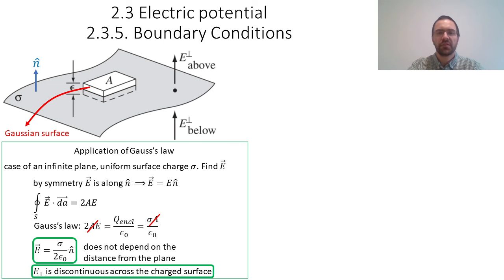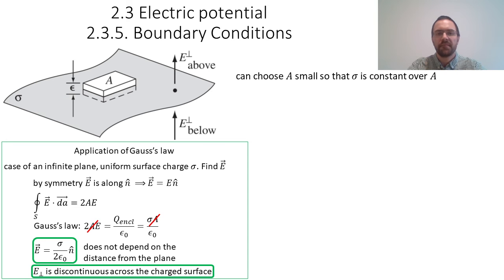Keep in mind these two results, and now let's come back to our more general surface charge, which is non-infinite, which can be curved, and non-uniformly charged. Because we don't have the nice symmetry, we will not be able to find the electric field everywhere, but what we can do is look at the electric field very close, just at the boundary. So if sigma is not uniform, you can always choose the area of the pillbox to be very small, so that the charge density sigma is constant over the area.